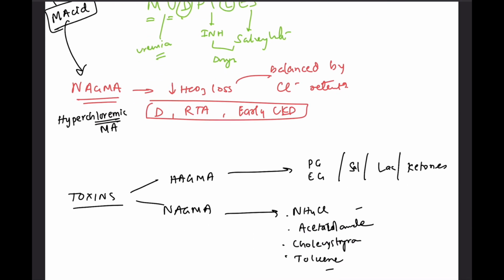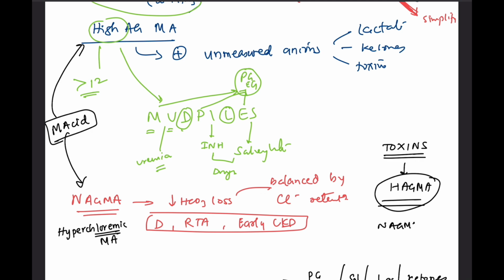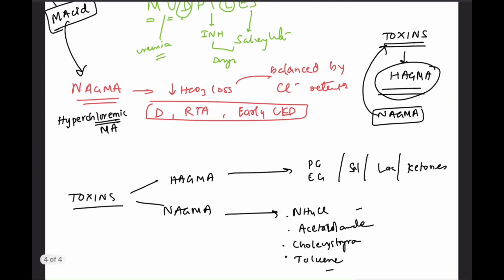So if we ask about toxins, right? We have heard more about toxins in relation to high anion gap metabolic acidosis, but I want you to know that it is not only high anion gap; causes of normal anion gap metabolic acidosis also include toxins. Now, which are those toxins? Can we differentiate? Toxins causing high anion gap are, as we know, propylene glycol and ethylene glycol, salicylates, lactates, ketones, all that we discussed in the mud piles mnemonic.